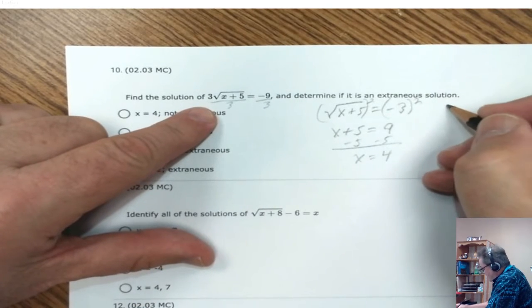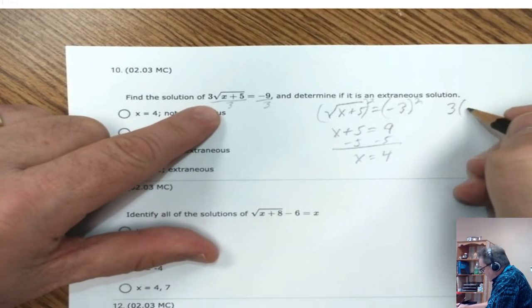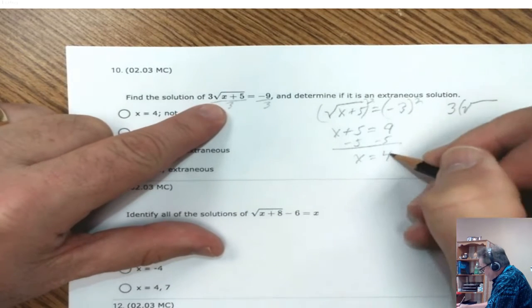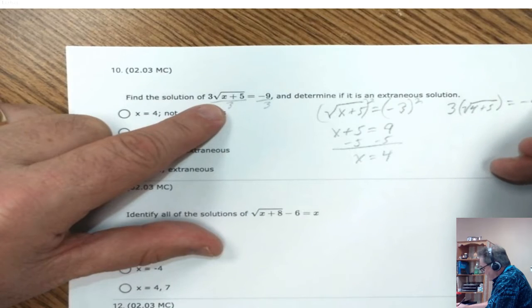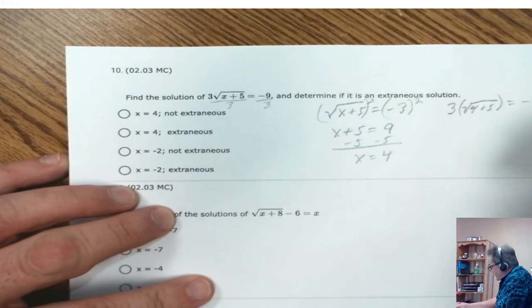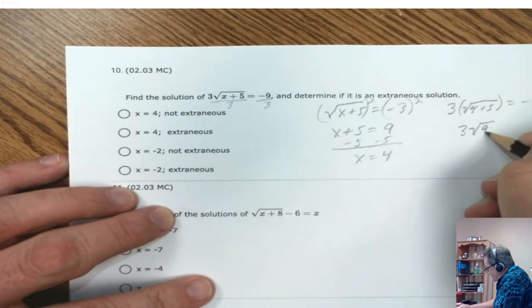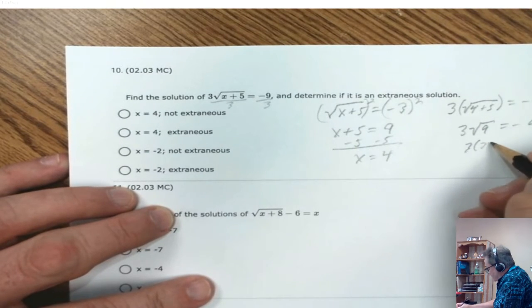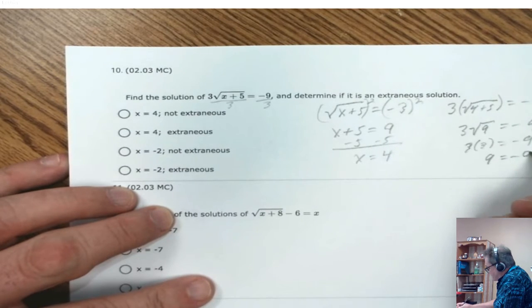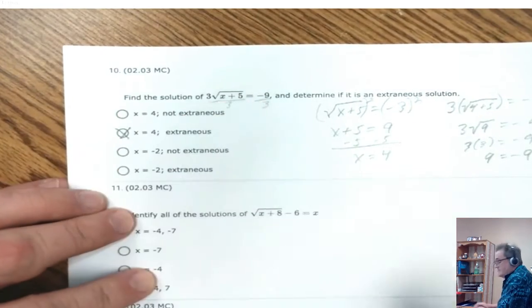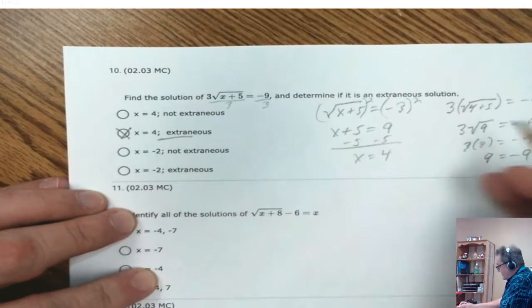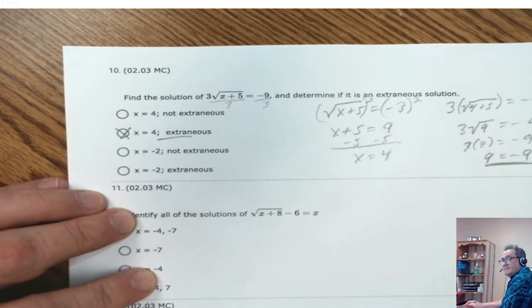Is this extraneous? 3 times the square root of, not x, because we're checking the answer, 4 plus 5 equals -9. 4 plus 5. 3 times the square root of 9 equals -9. Square root of 9 is 3. 3 times 3 equals -9. 9 equals -9. X equals 4 is extraneous. It is extraneous because this was not a true statement.